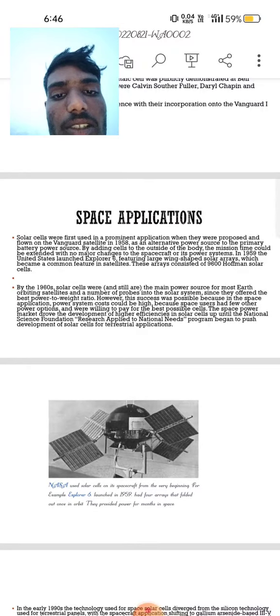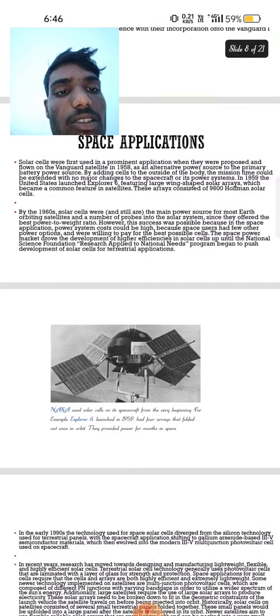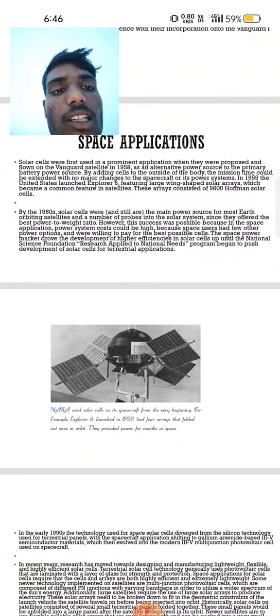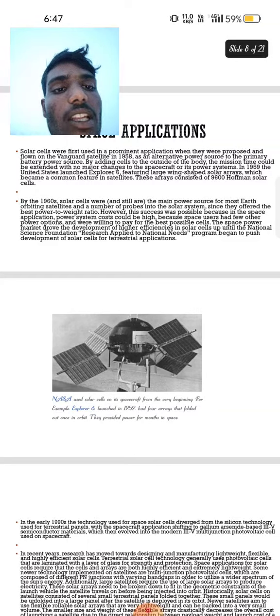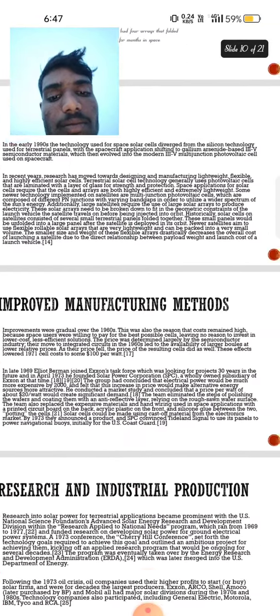Space applications: solar cells were first used in a prominent application when they were proposed and flown on the Vanguard satellite in 1958 as an alternative power source to the primary battery power source. By adding cells to the outside of the body, the mission time could be extended with no major changes to the spacecraft or its power systems. In 1959, the United States launched Explorer 6, featuring large wing-shaped solar arrays, which became a common feature in satellites. These arrays consisted of 9600 Hoffman solar cells.